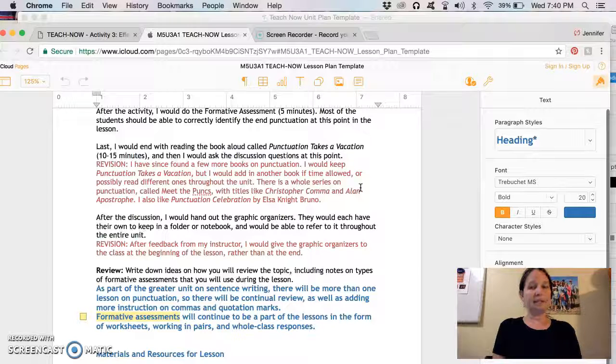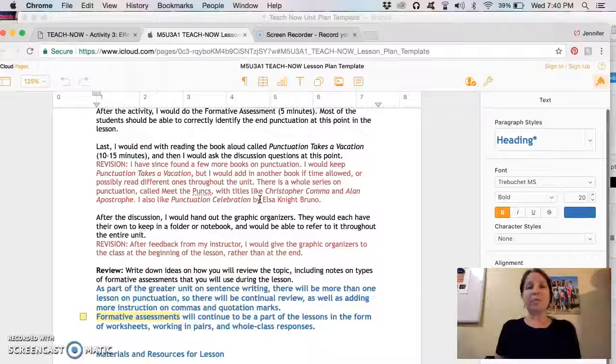Also, I wanted to read a picture book called Punctuation Takes a Vacation, which I requested from the library, and it did not come in. So I just found some fun cartoons on the internet and printed them out with where punctuation was used incorrectly, and it changed the meaning of it. But since then, my book came in from the library, and I found a whole series on punctuation that I have right here called Meet the Punks, and they have titles like Christopher Comma and Alan Apostrophe. So I found more resources that I could add to read in future lessons, or that could be substituted if I didn't have Punctuation Takes a Vacation.